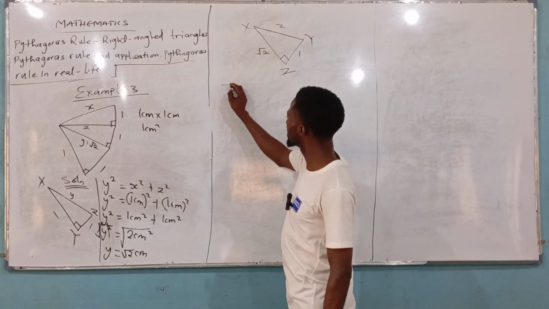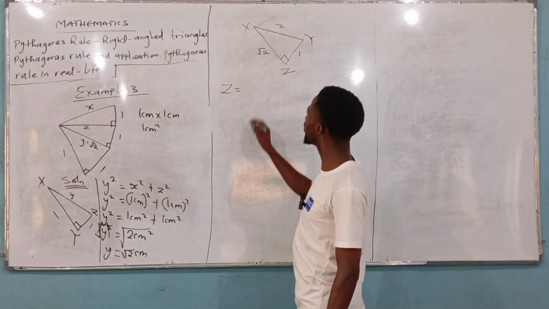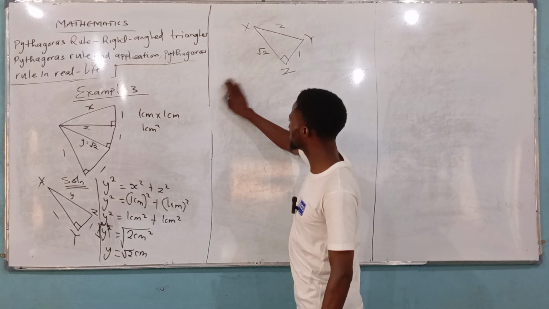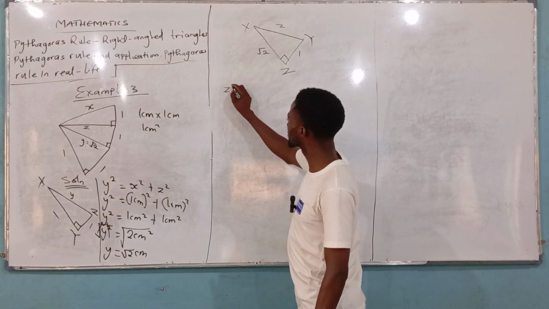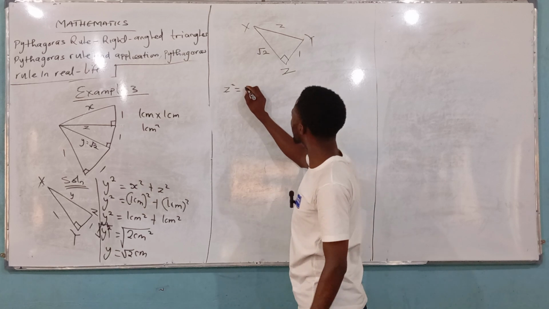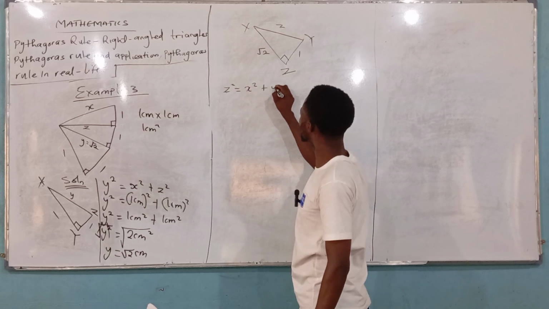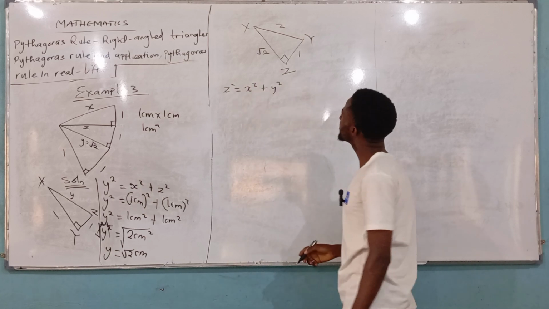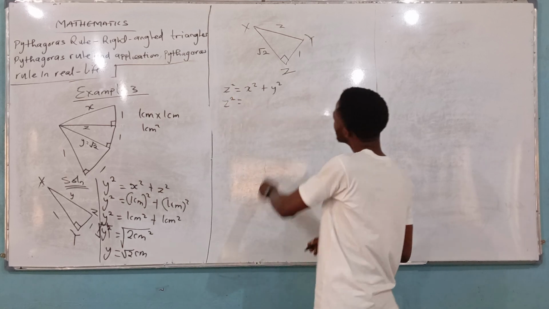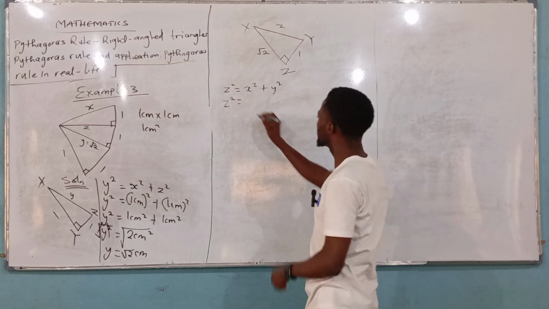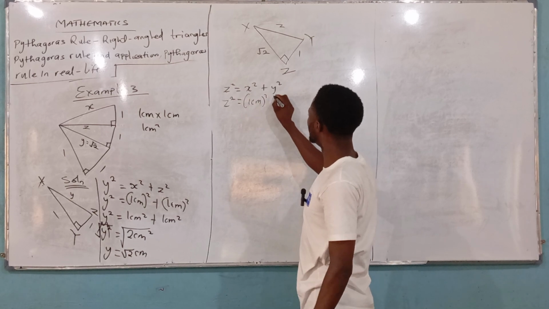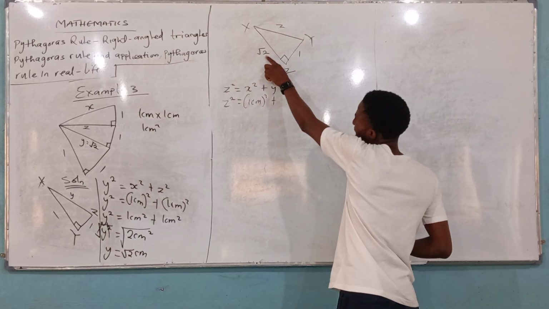So now this is Z is equal to, so we now have that z square, small z actually, is equal to x square plus y square. So from here now, we say z square is equal to, what is our x? X is open bracket 1 centimeter square plus, what is our y? Our y is what?